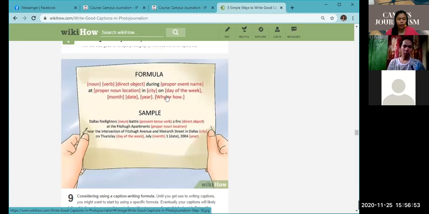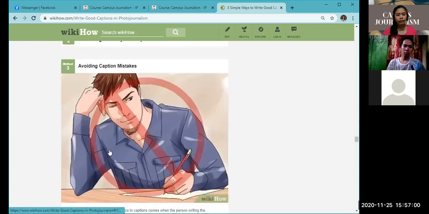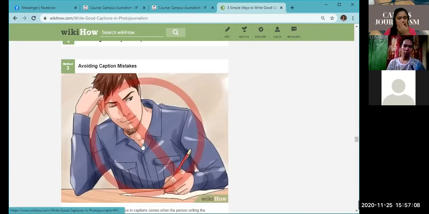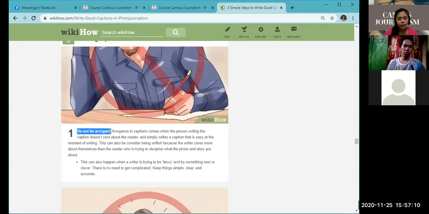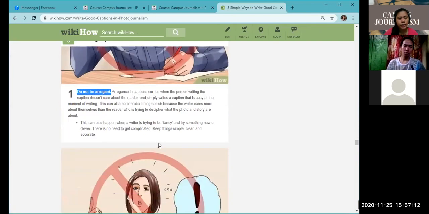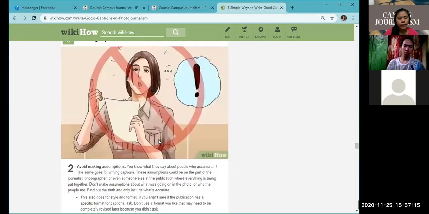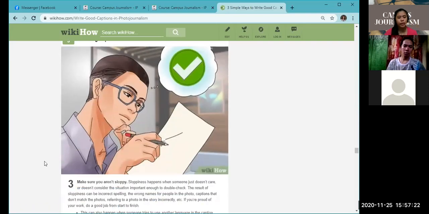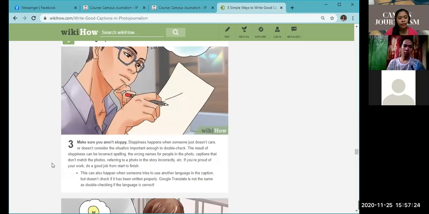You can follow this formula in writing your caption, especially if you're talking about events. And then avoiding caption mistakes. So how are you going to avoid being wrong or mistaken in your caption? Do not be arrogant. Try to avoid arrogance in your caption. Avoid making assumptions, like maybe they are partners or maybe they were together. When you take photos of two people and then guess about them, that's not really reporting.